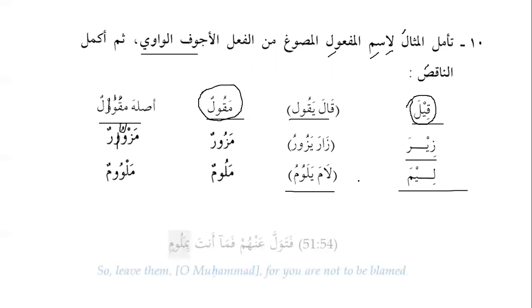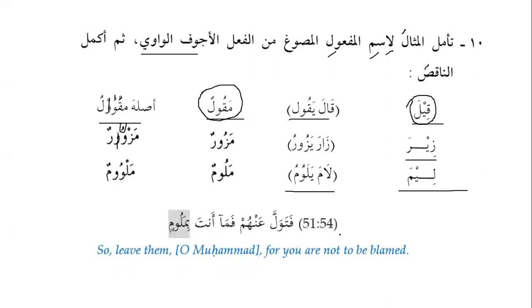And now we can see here the verse of the Quran, أعوذ بالله من الشيطان الرجيم، فتولى عنهم فما أنت بملوم. Okay, what kind of ma is this? I hope you don't forget. Hijaziya. And we know that sometimes there is a combination of ma with ba, ma with ba, as we can see here. So فتولى عنهم فما أنت بملوم.